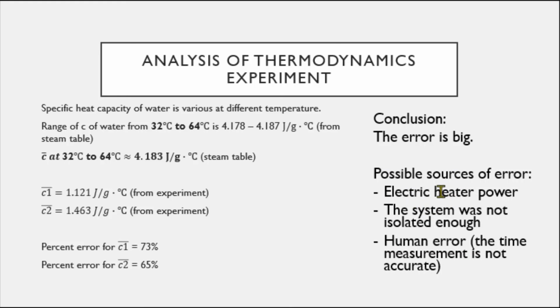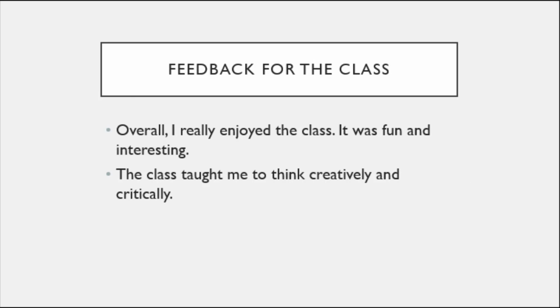And then the possible sources of error is first, the electric heater might be broken, so it affects the value of electric power. And then second, the system might not be isolated enough. And then the third is the human error. The time measurement might not be so accurate. And that is all for the report of the experiments in senior mechanical laboratory class.